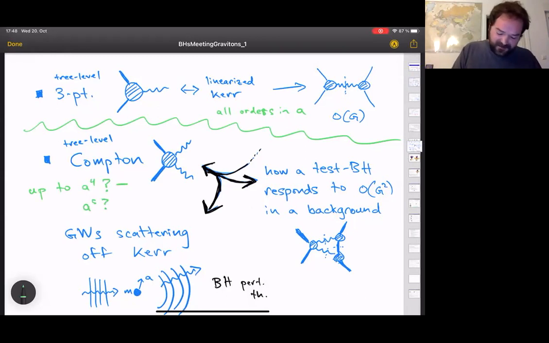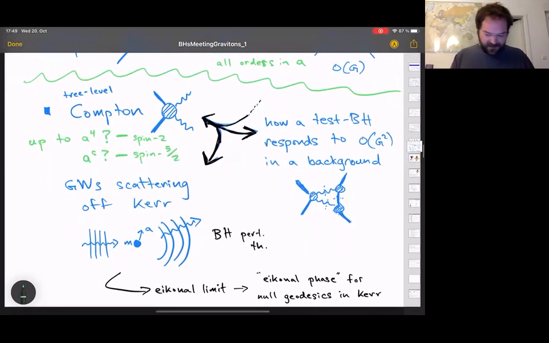And let me just say, there's going to be a correspondence. From a classical perspective, there's a correspondence with being able to do this in the quantum picture for a massive spin 2 or a massive spin 5 halves particle meeting gravitons. Hope I'll have time to explain a little bit about that correspondence. And if we could understand this so-called Compton amplitude, like I was mentioning above, that encodes, for one thing, how a test black hole responds at second order to a background field. It also tells you how to do the arbitrary mass problem.